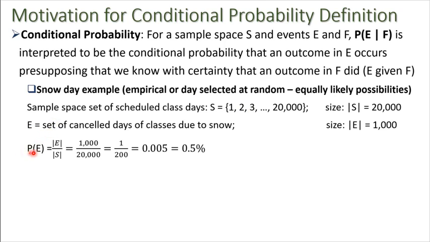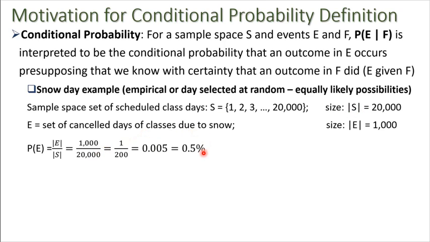So if we wanted the probability of having a day that was canceled due to snow, or the probability of this event E, all we would do would be to take the number of days, right? So the size of the set E, the number of days that it snowed, which would be 1,000, and divide that by the total number of days, which would be the size of S, which is the 20,000, right?